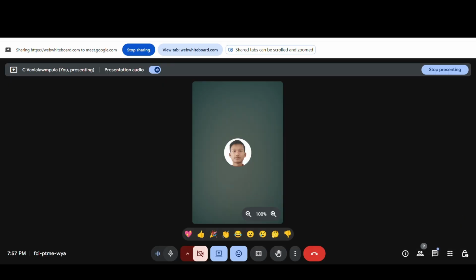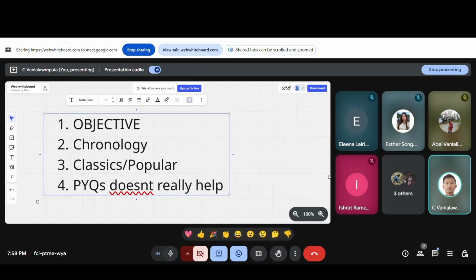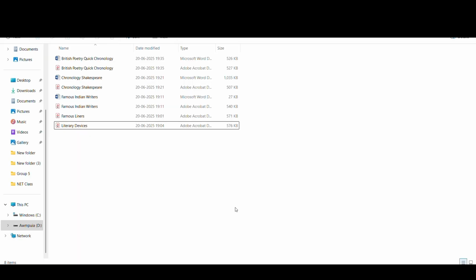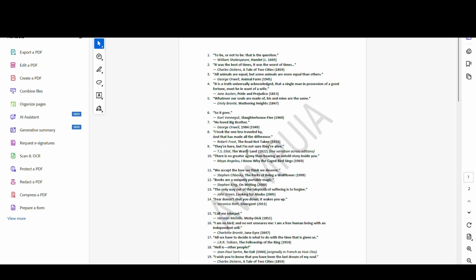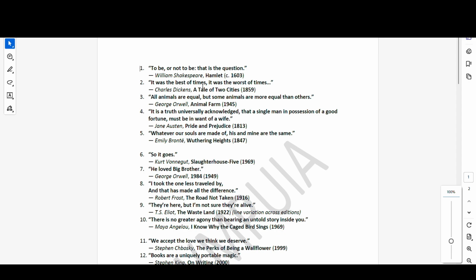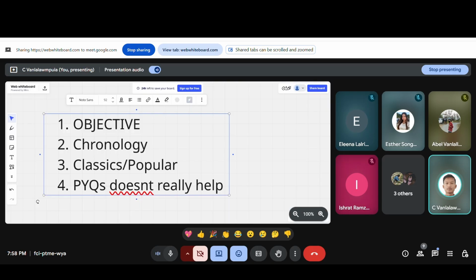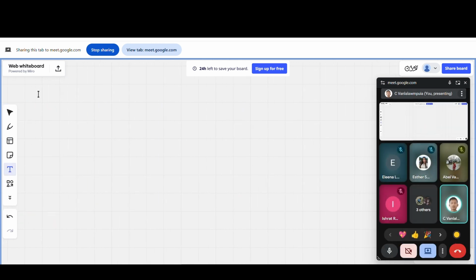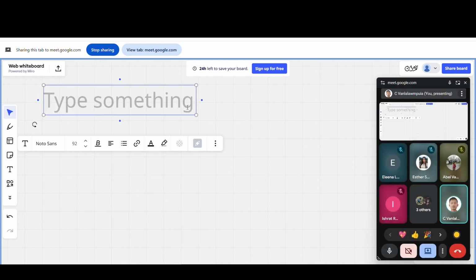So firstly, I have prepared so many PDFs. Like I said, I'll try to give you the study materials after every class. The first stuff will be obviously famous liners. Okay, famous liners. What do you mean by liners? Liners means questions you can really expect to come again. It's so important: lines from popular novels and all.